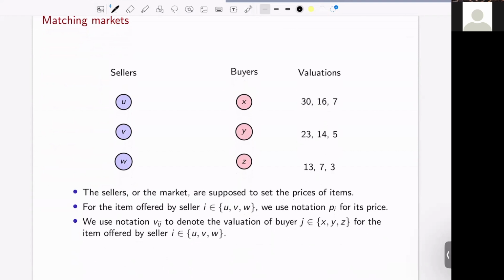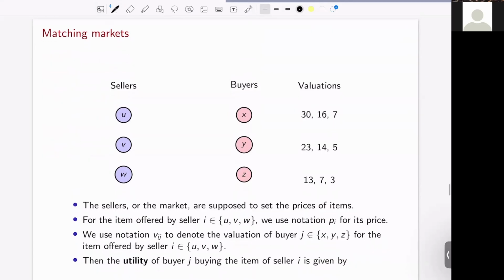Great. I'm going to use Vij. So Vux will be 30, the valuation of buyer X for this item U. For example, VWZ will be 3. I'm going to use this notation for the valuation.